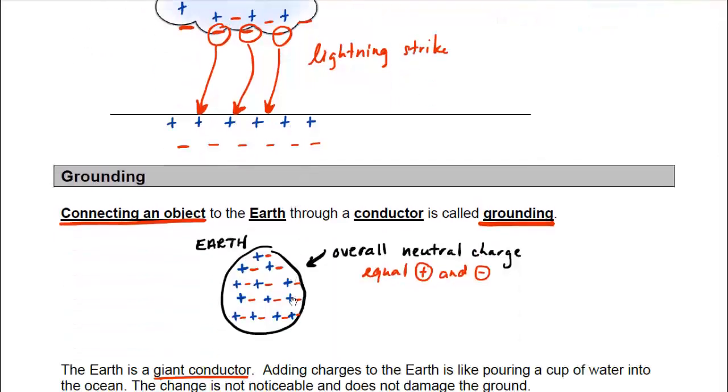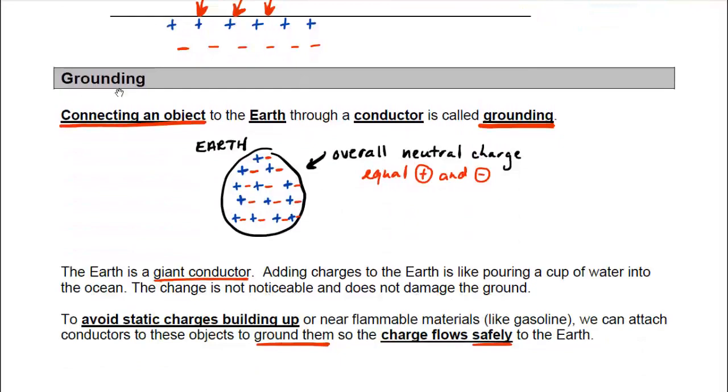When you are grounding an object, it literally means you've somehow connected that object to the earth through some kind of a conductor that is touching the earth. So you touch the conductor and the conductor touches the earth. The earth on the whole, this is a very small earth, but the earth on the whole has an overall neutral charge. So in general, we'd say you have equal positive, negative.